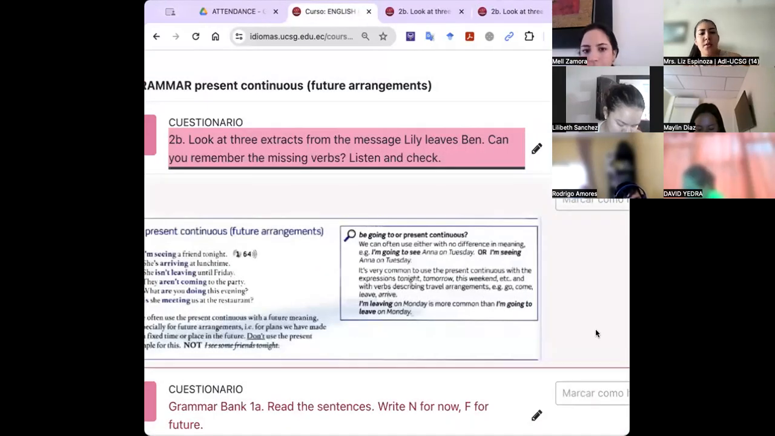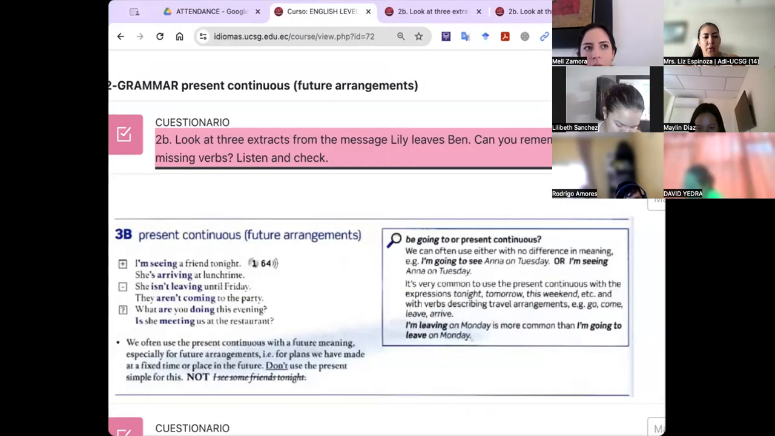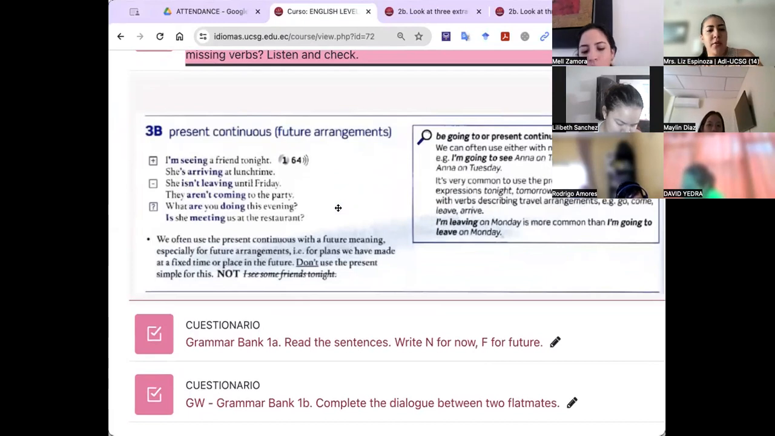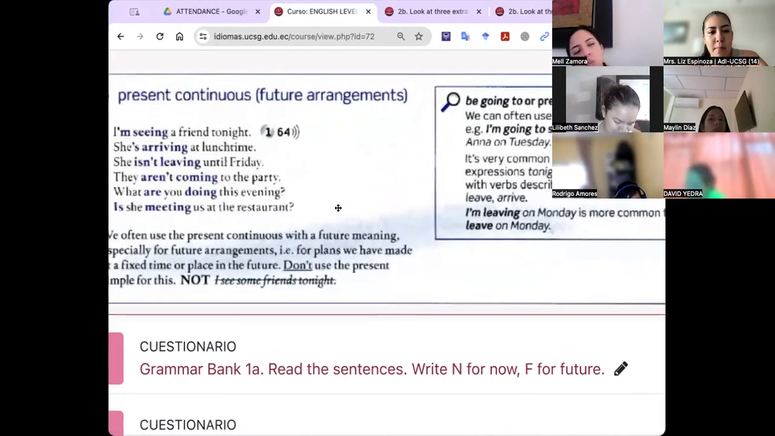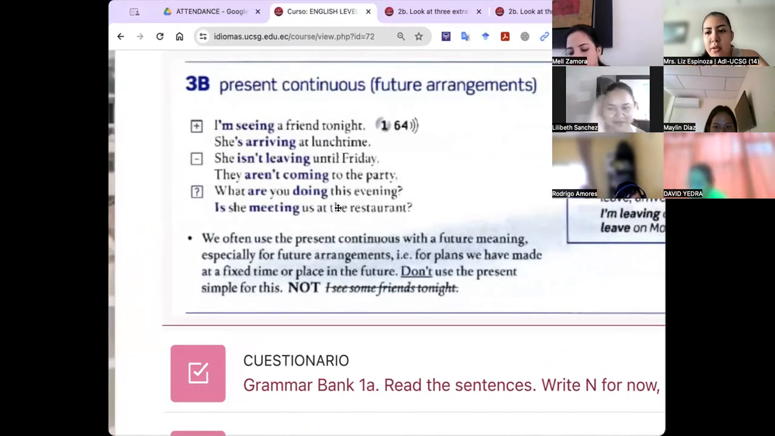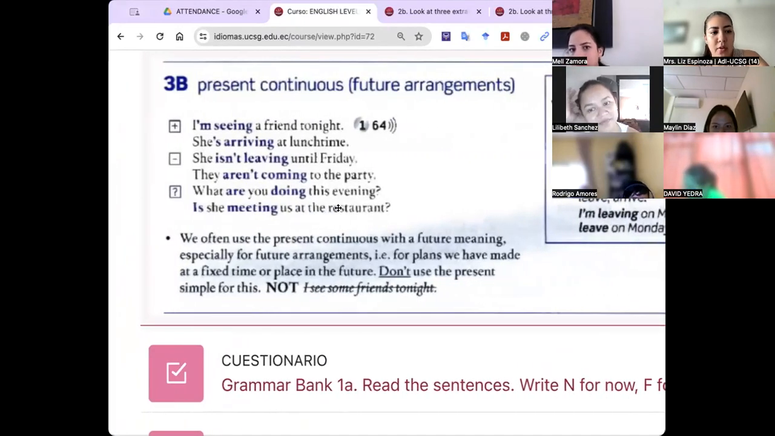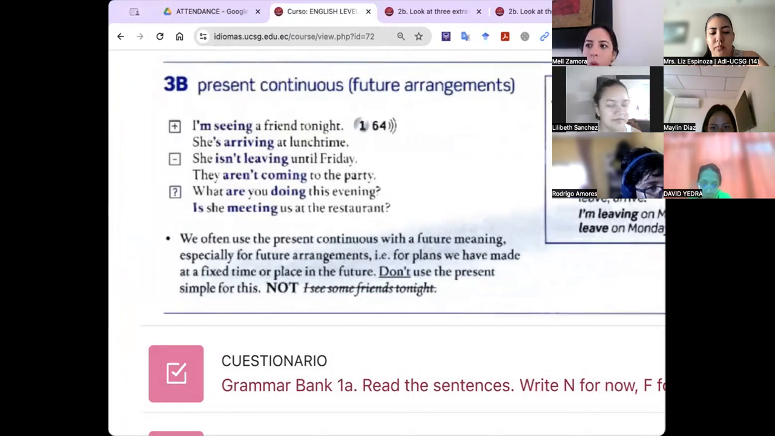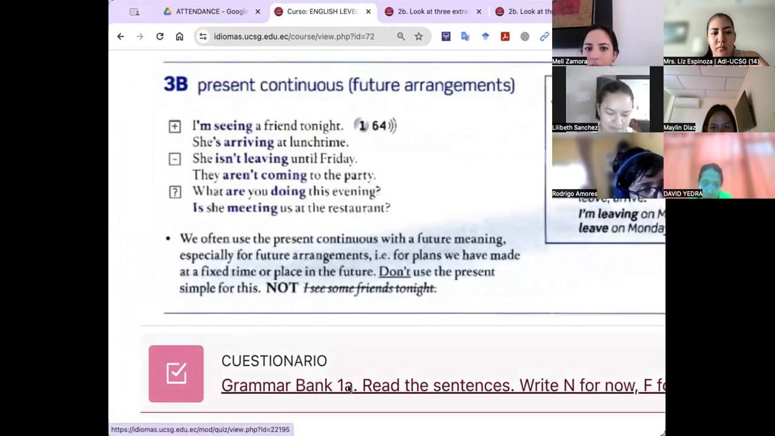Okay, great. So let's check now these examples that I mentioned about future arrangements, right? We have some positive or affirmative sentences here. Can you please help me, Rodrigo, reading the affirmative examples? I am seeing a friend tonight. She's arriving at lunchtime.